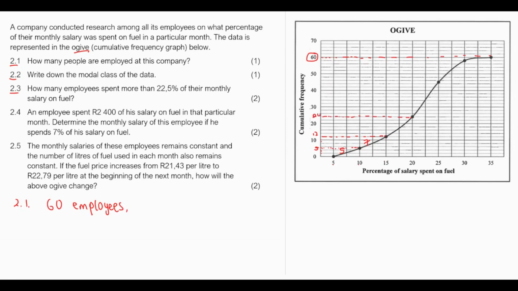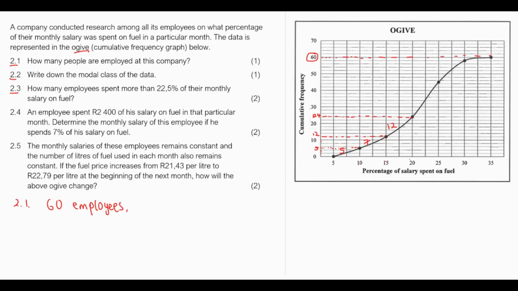This is 24. We added a number of employees to the 12 that are already here. So we added a number of employees to get 24. So it means how many employees we added? It means 12 employees, meaning that 12 employees used between 15% and 20% of their salary.